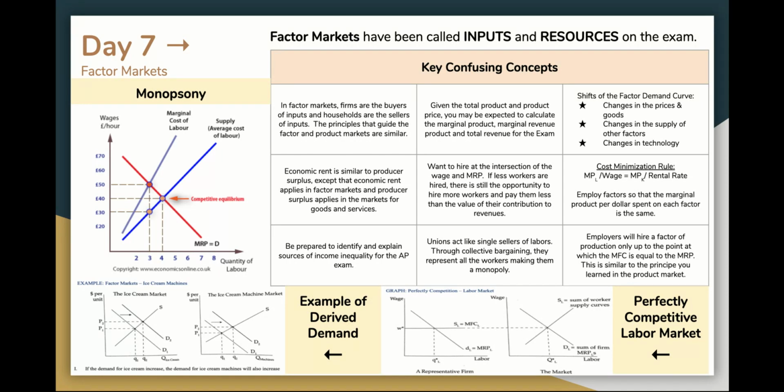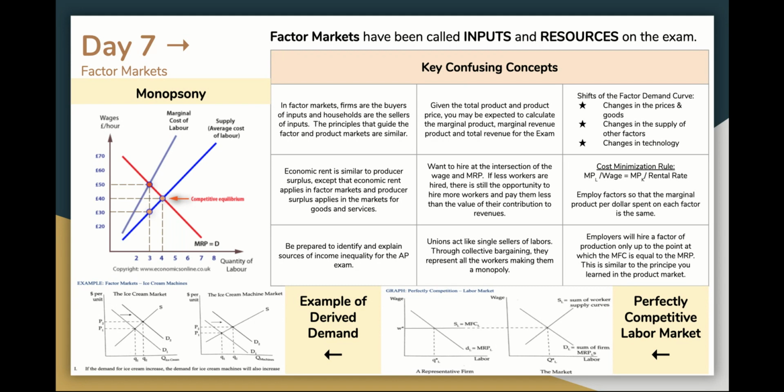Another concept that you need to know, economic rent is similar to producer surplus. That's a good way to explain it. The idea here is that economic rent applies to factor markets and producer surplus applies in the markets for goods and services. So that's where we separate the two. One goes in the factor market area, that's economic rent. One goes in the product market, that is consumer surplus. We want to hire at the intersection of the wage and the MRP, or the rental rate and the MRP. So that's the same concept right here in the middle. This is that MR equals MC, kind of twin brother concept that dominates microeconomics. Make sure you know that.